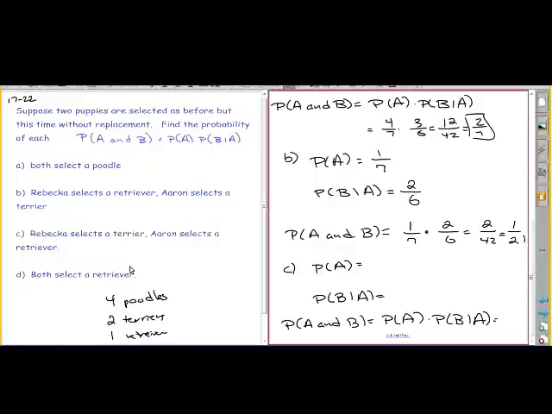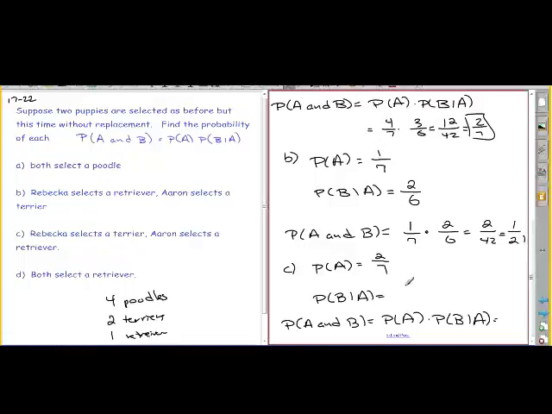Okay, so I'm going to ask you the questions here to answer it. So Rebecca selects a terrier. So we're starting back with 7 dogs. How many terriers are there to start with? 2. And how many dogs? 7. Okay. Now, once one of the terriers is chosen, we have 4 poodles, 1 terrier, and 1 retriever.